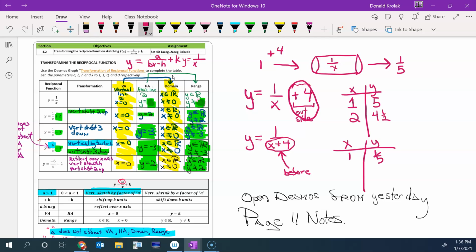So probably a better terminology would be this is pre-function, and this 4 here is done post-function. First do the division, then add the 4. This one was add the 4, then do the division. That's what I mean by pre-function and post-function.